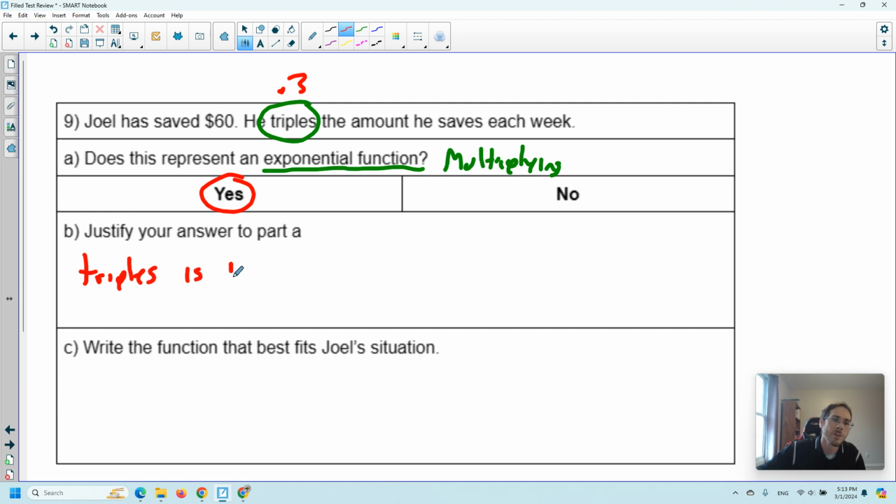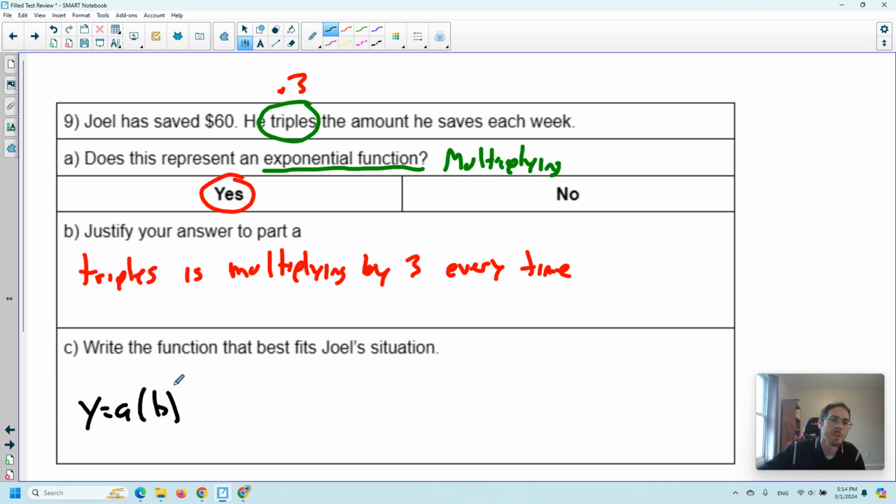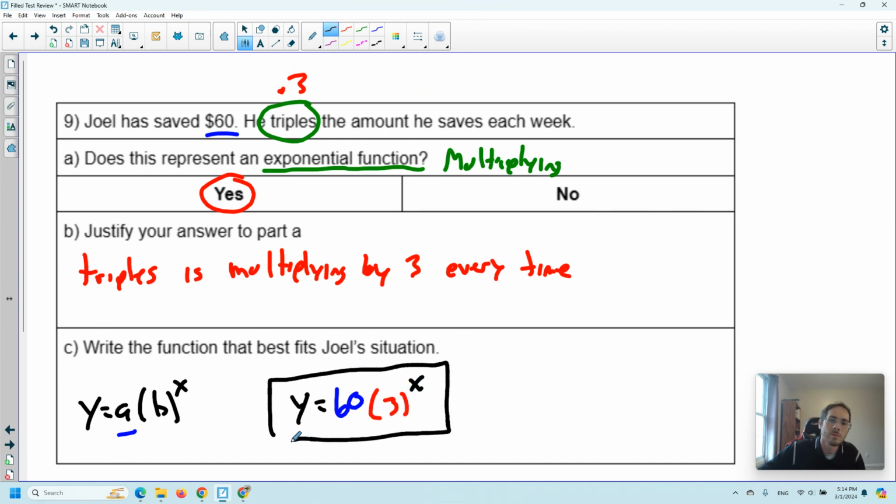Triples is multiplying by 3 every time. That's our definition for an exponential, if we multiply by the same amount every time. Now I have to write the function that fits Joel's situation. So again, if it is exponential, we're going to do y equals a times b to the x power. He's starting with $60. So Joel's only got $60 at first, but he's going to multiply his money by 3 every week. And so there we go. So since we're multiplying by 3, 3 is going to be b.